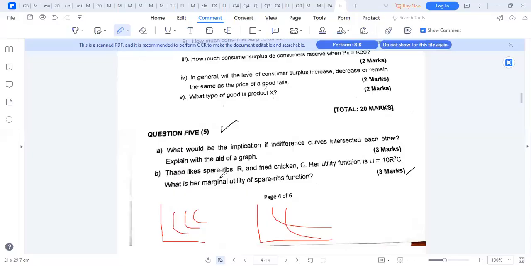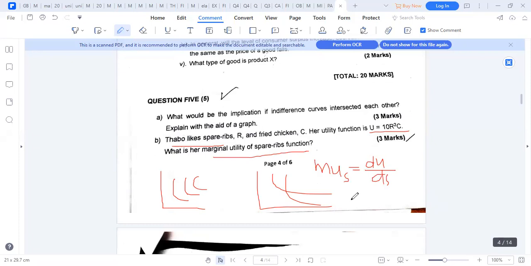Then, turbo likes spare ribs R and fried chicken C. The utility function is given by 10RC. What is the marginal utility of spare ribs function? So marginal utility of what? Spare ribs. This man is intelligent. However you copy this question, you need to understand that you're differentiating the U over the what? The S.